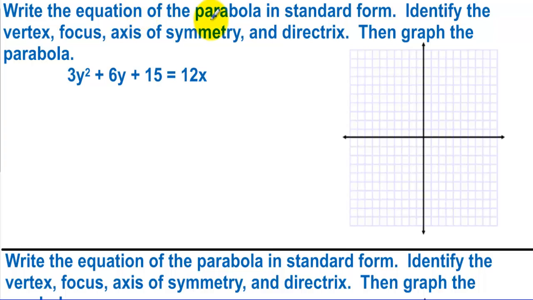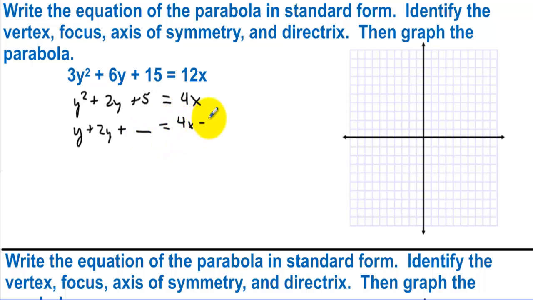Write the equation of the parabola in standard form. Identify the vertex, focus, axis of symmetry, and directrix. Then graph the parabola. First thing we have to do on this one is divide everybody by 3. We have y squared plus 2y plus 5 is equal to 4x. Now we're going to minus 5. And we'll set this up to complete the square. We have 4x minus 5 and then plus something.